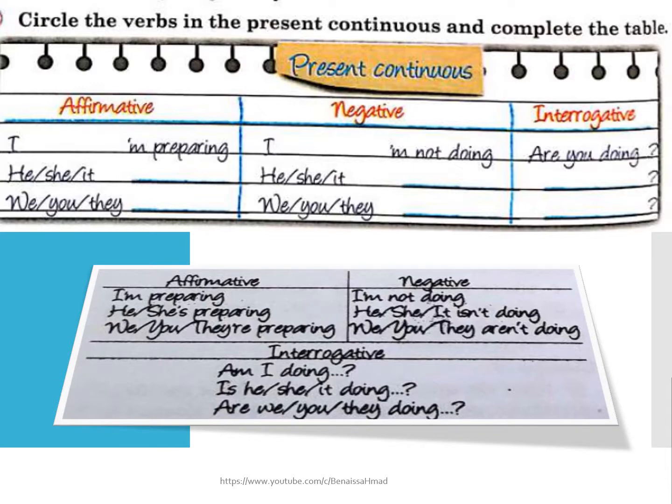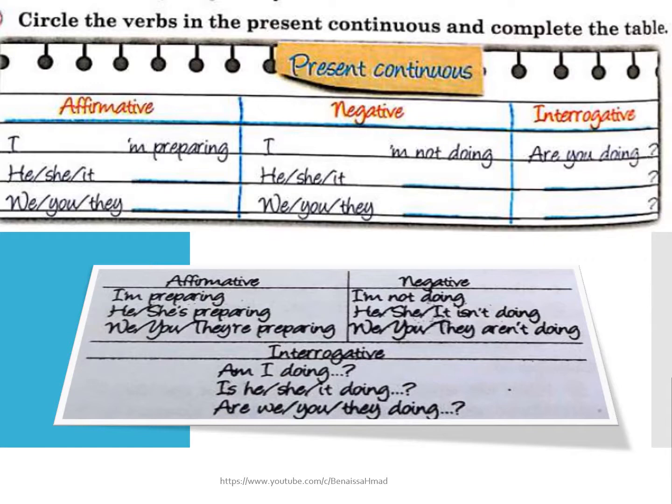Here is the correction. In affirmative, we have I'm preparing. He, she, it is preparing. We, you, and they are preparing. So we use are plus ing with plural. For example, we, you, and they. And with I also, we use am with I, and with you in singular, we use are. You are preparing, for example. In singular, for he, she, and it, we use is, preparing, for example.